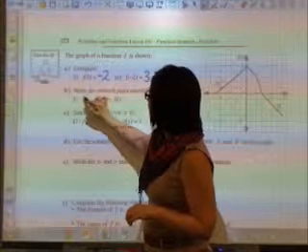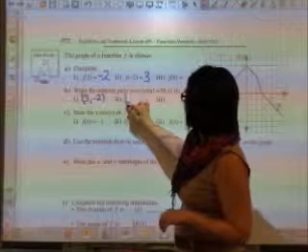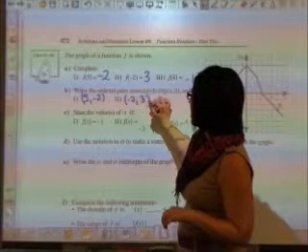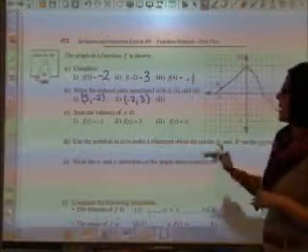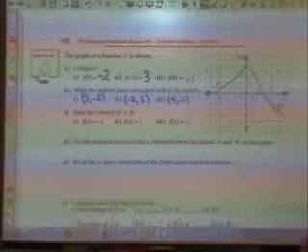X is equal to 5, y is equal to negative 2. X would equal negative 2, y would equal 3. X would equal 4, and y would equal negative 1. And those would be the 3 points that are on the equation.